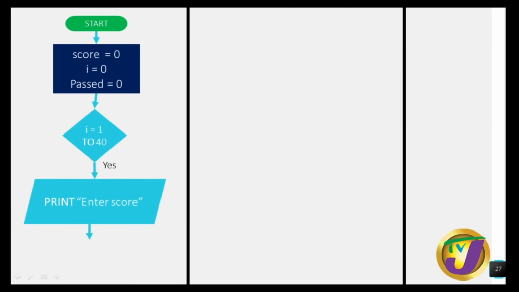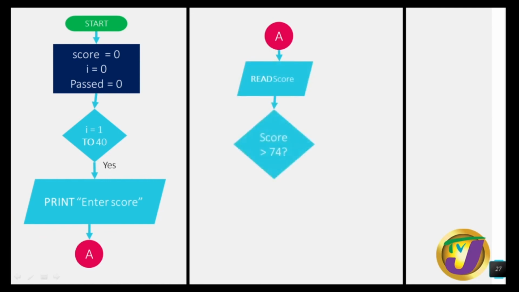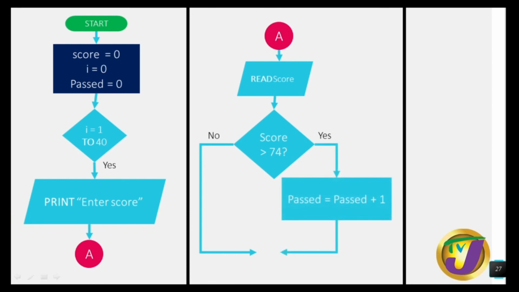Then we have print score in that yes path, a connector, A, that links it now to read score. Then we're going into the if statement that checks the score. And of course we have nothing to do when the person has failed or gets something lower. So that path is empty to the left with the no. But moving to the right, we have yes and we increment or increase the value of passed. That goes into another connector, and that other connector leads us back now to our loop.